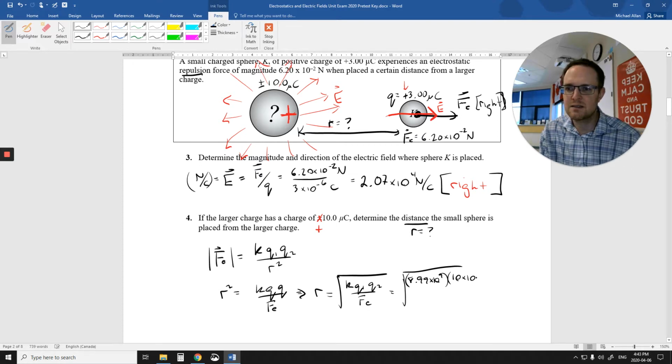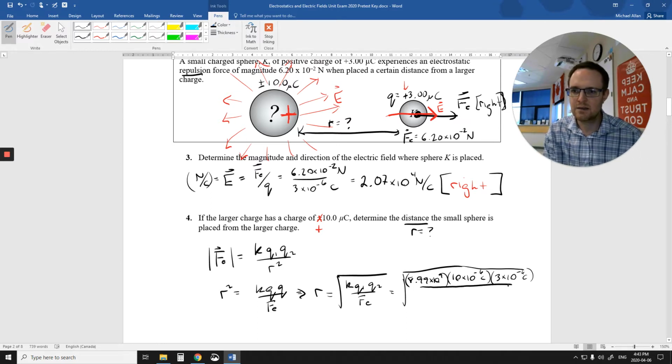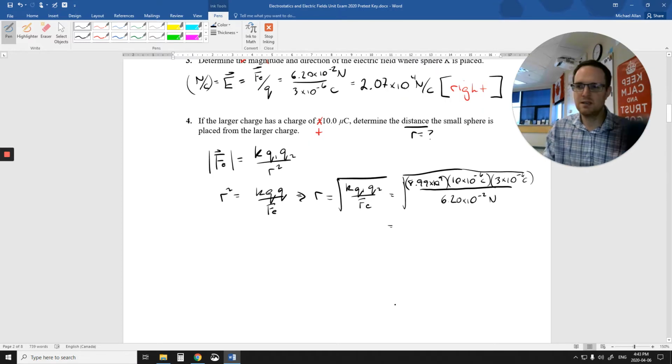10 times 10 to the -6 coulombs, 3 times 10 to the -6 coulombs. Those are my two charges. Let me put a line there and put another vinculum right there. And 6.20 times 10 to the -2 newtons. Okay, let me just scroll down here. We've got all the numbers we need. Punch your calculator out here.